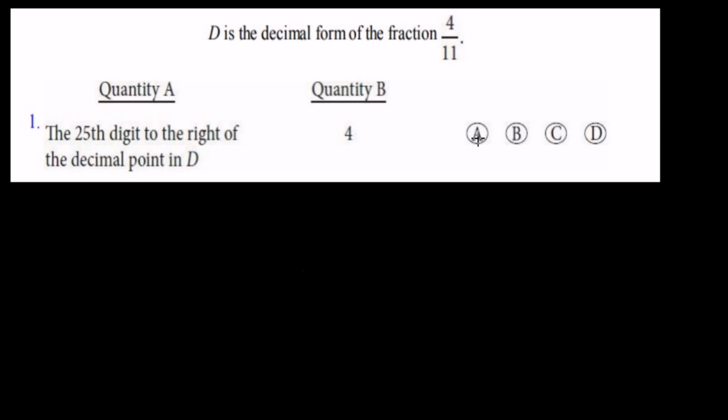So basically, option A here represents that quantity A is greater. Option B represents that quantity B is greater. Option C represents that the two quantities are equal, while option D implies that the relationship cannot be determined by the information given. So let's go straight to the solution to the problem.